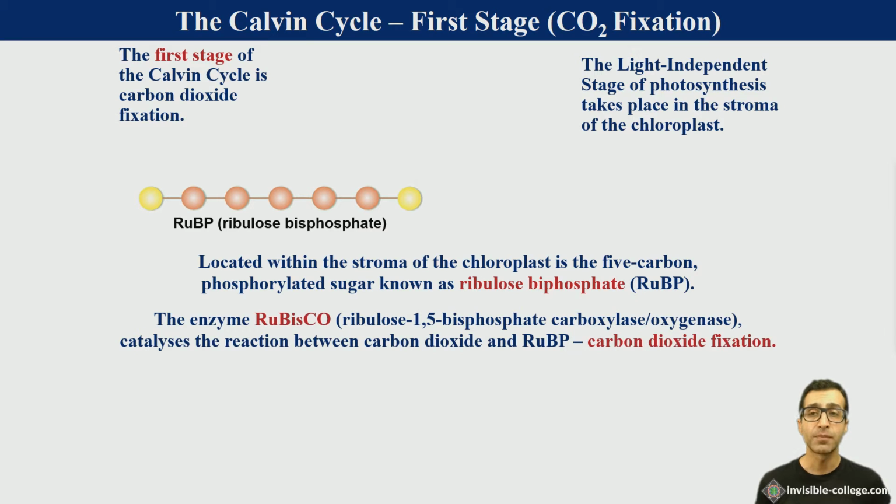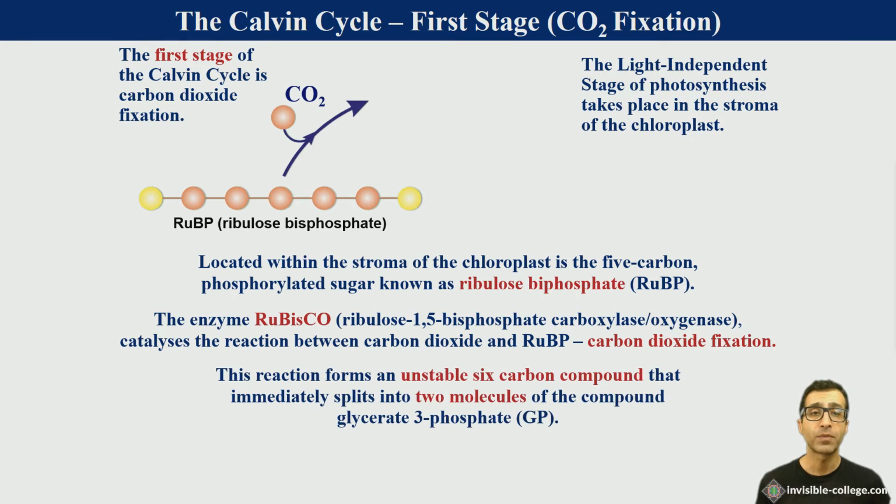Now the enzyme Rubisco, which is an abbreviation for ribulose 1,5-bisphosphate carboxylase or oxygenase, catalyzes the reaction between the carbon dioxide and the RuBP, and this is what is referred to as carbon dioxide fixation. Now this reaction forms an unstable 6-carbon compound, and this immediately splits, because of its instability, into 2 more stable molecules of the compound glycerate 3-phosphate, or GP for short.